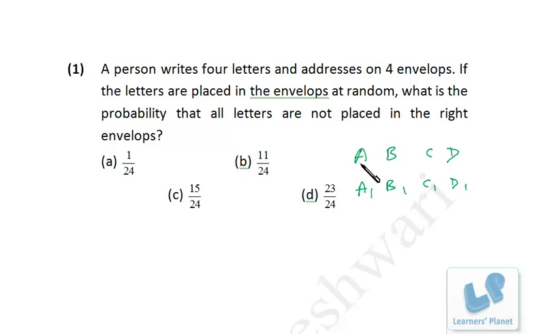So in all, ABCD can be arranged in A1, B1, C1, D1 in 4 factorial ways, right? Because we have 4 letters and 4 places. So 4 factorial, that means the total number of ways is 24, and out of this just one way is correct, so the remaining 23 ways are incorrect. So the probability that all the letters are not placed in the right envelopes, that means at least one letter should get into the wrong envelope, will be 23 by 24. Right?